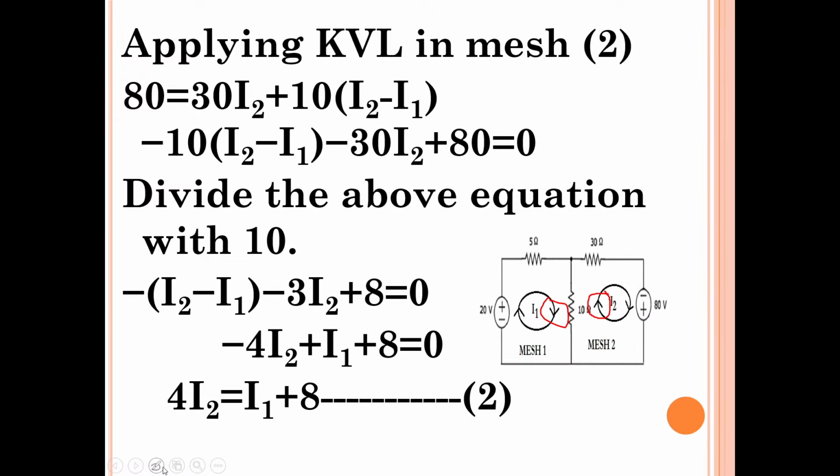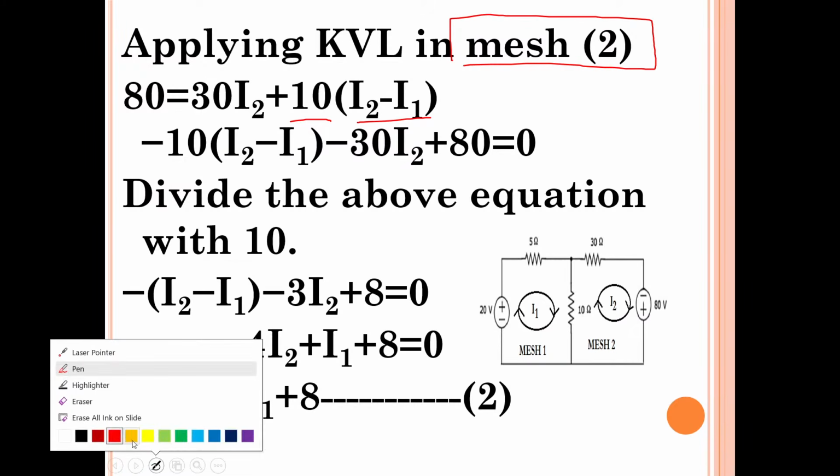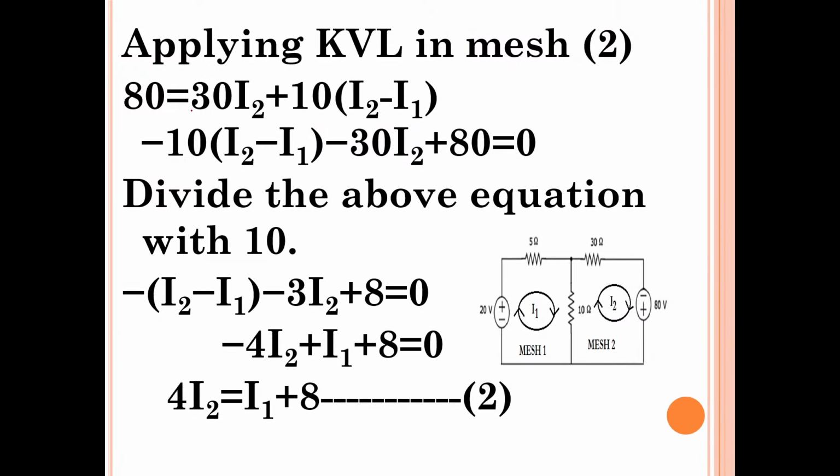Since we are discussing mesh 2, since we are applying KVL in mesh 2, you must write 10 into (I2 minus I1). When we were in mesh 1, we wrote 10 into (I1 minus I2). Now, since we are applying KVL in mesh 2, we must write 10 into (I2 minus I1). After that, the mathematical simplification we can easily do, isn't it?